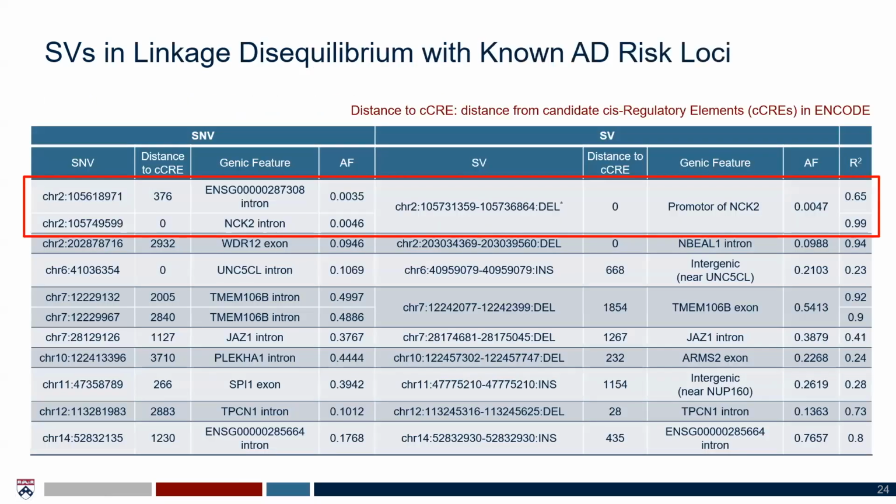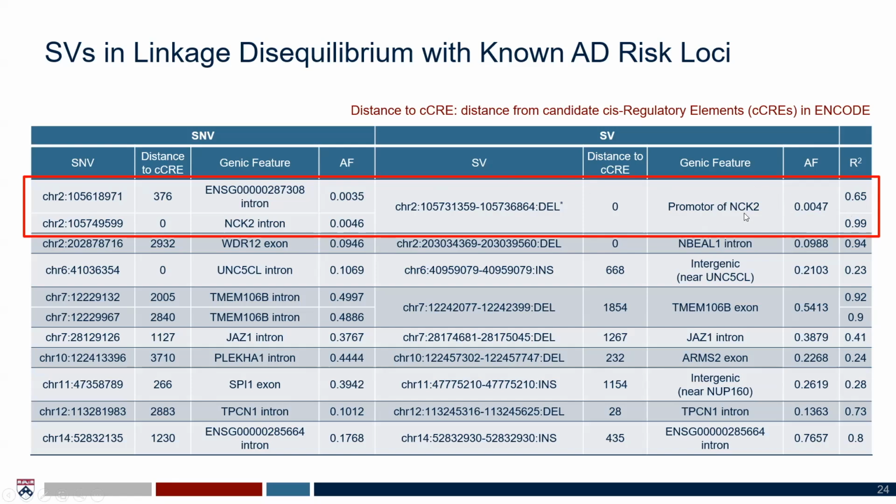And when we finished structural variant calling, we started to analyze whether there is any structural variant located in the LD region with the non-Alzheimer's SNPs. So this is a quite interesting finding: these two SNPs are new, novel SNPs associated with Alzheimer's disease. Then we see there is a deletion in the promoter region of NCK2, and the R squared is 99% along with those SNPs.